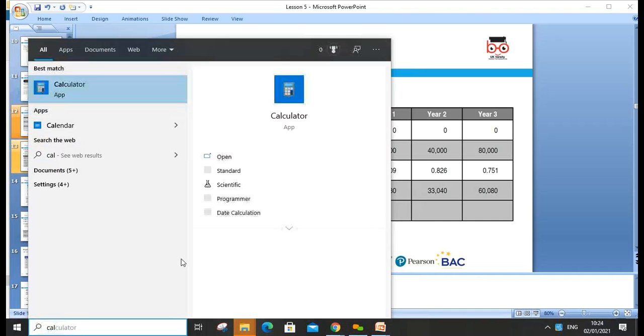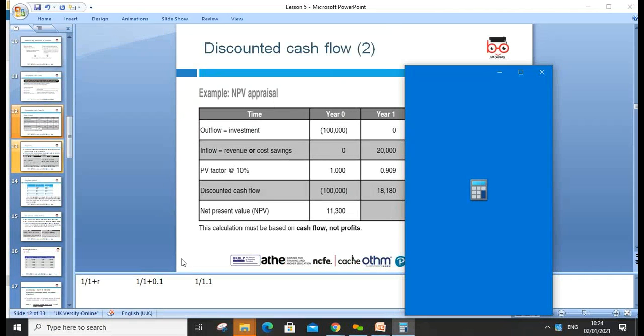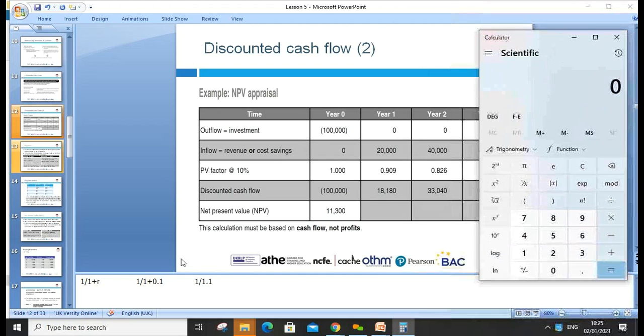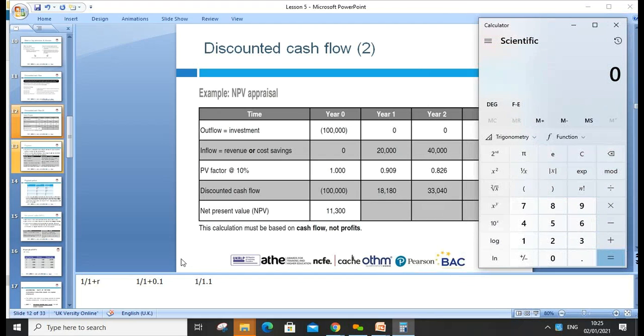So 1 divided by 1.1. If you don't have a discount table, we can discount ourselves by using this formula: 1 divided by 1 plus R. R is the discount factor. It can be 5, 10, 20, 30, whatever discount factor you want to use. So if you look here, 1 divided by 1.1. In year one, 10% will be after depreciation 0.09.